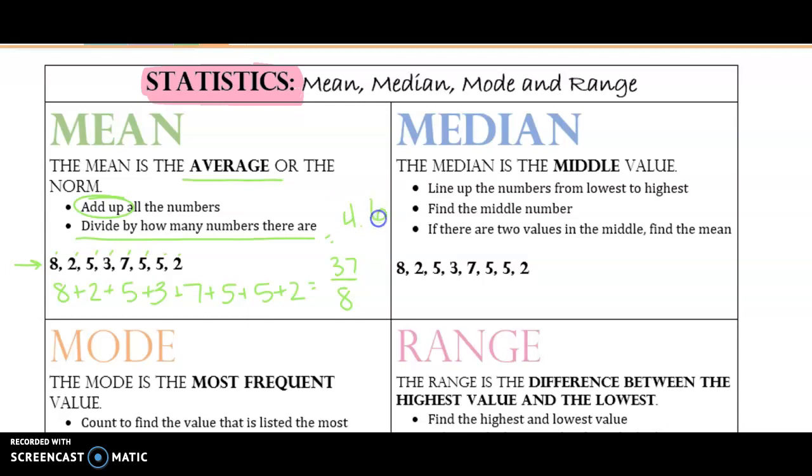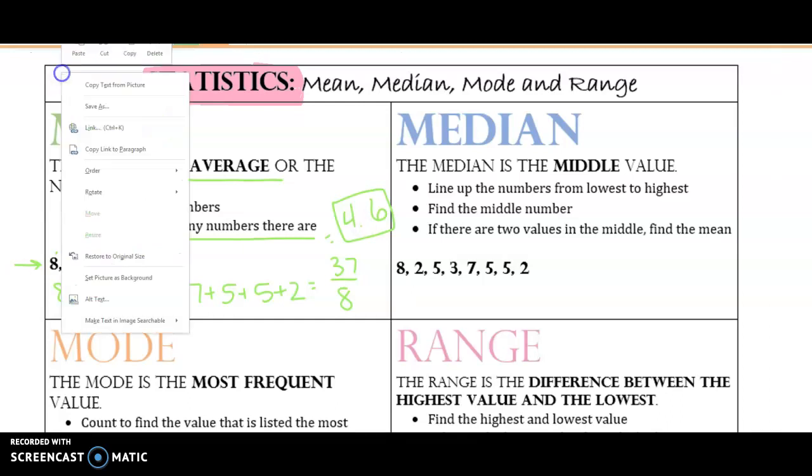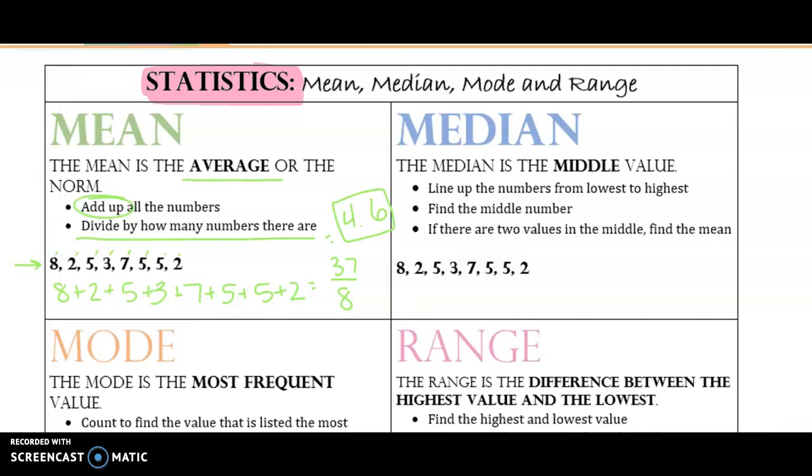So 4.6. If the number after the 6 was 5 or greater, it'd be 4.7. But because it's 2, which is 4 or less, it's going to be 4.6. We don't round up, okay? Yes, perfect. So we got our first one, mean. We just found the average. We added them all up and divided by how many there are.